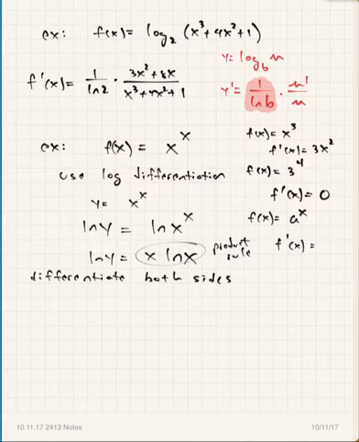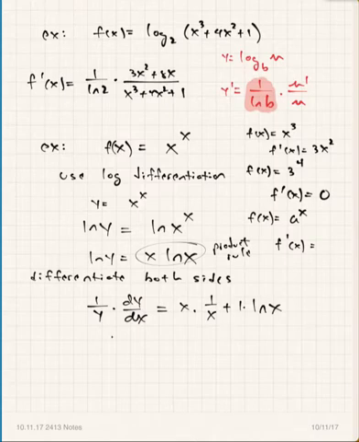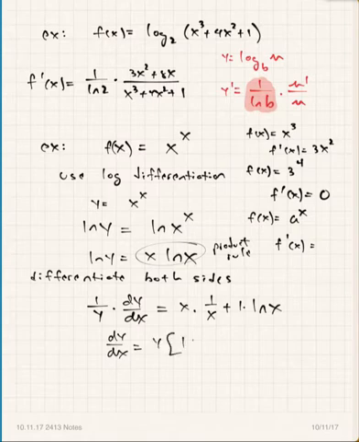So what do you have here on the left side? You get our familiar 1 over y times dy dx, using the chain rule. It's the natural log function of the y function. And on the right side of the equation, we're going to use the product rule. So this is going to be the first function times the derivative of the second, but the derivative of natural log of x is 1 over x, plus the second factor times the derivative of the first. So that's just 1 times natural log x. And so you get dy dx to be y times 1 plus ln x.